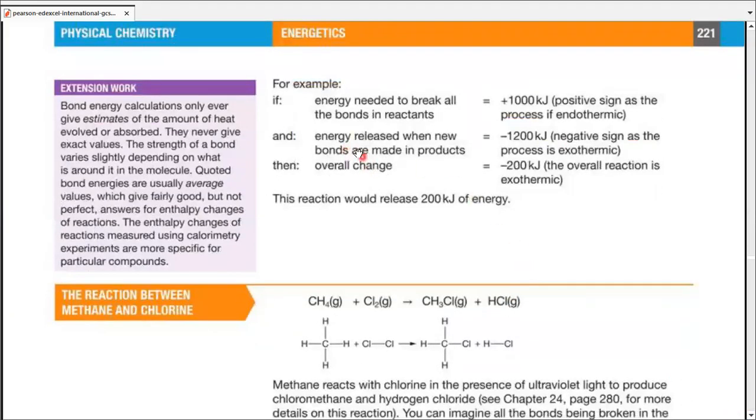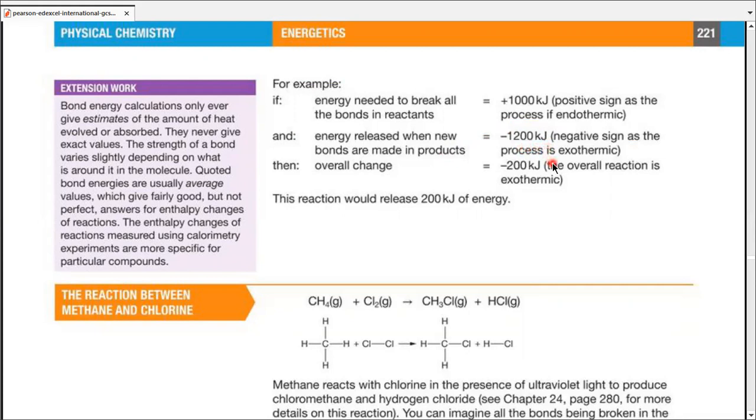All right, let's take an example before we move on to an actual one. For example, if the energy needed to break all the bonds in reactants is 1000 kilojoules, and with the positive sign, the process is endothermic. How do you come to know that? Because of the plus sign. And if the energy released when new bonds are made in products, the overall energy is negative 1200 kilojoules.